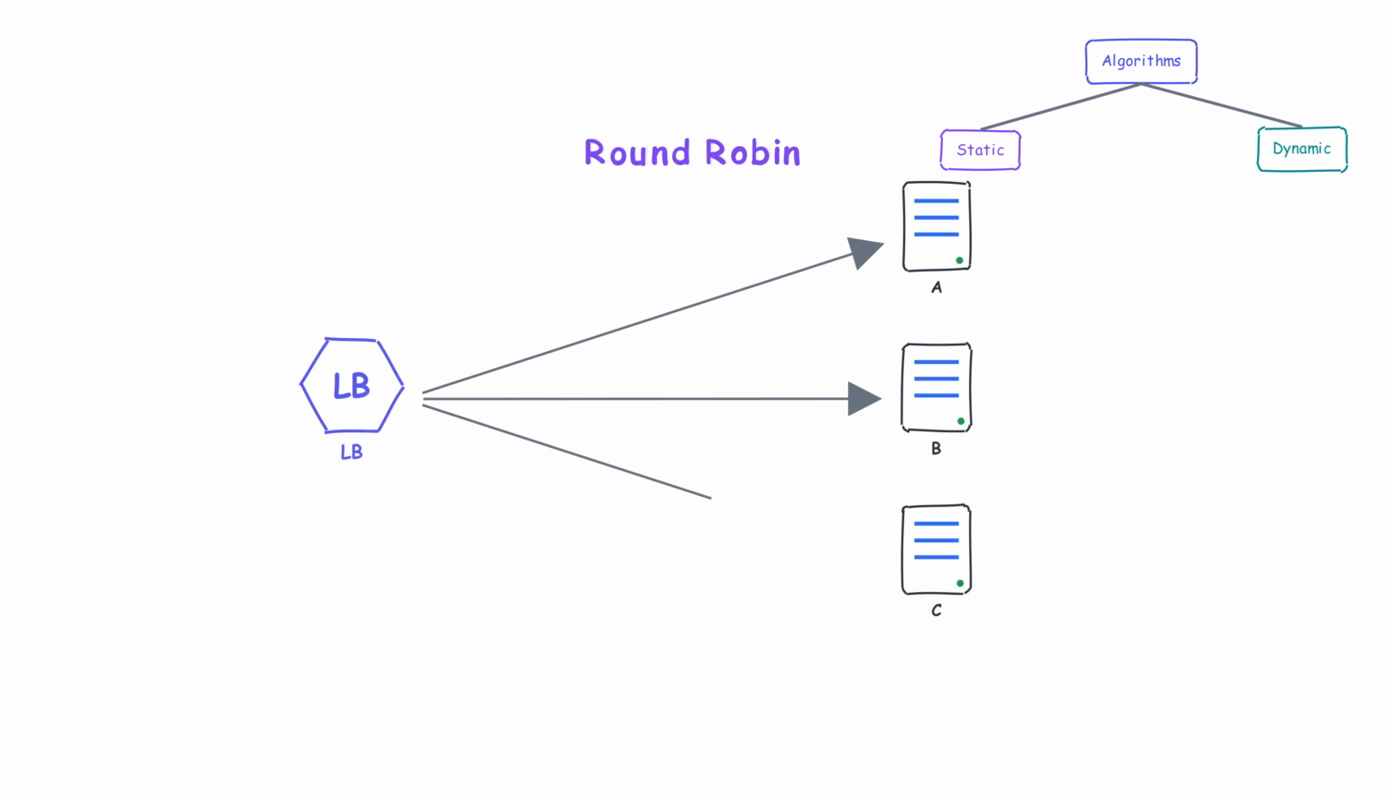The most famous example is round robin. It works exactly like dealing a deck of cards. Server A gets a request, then server B, then server C, and then it loops back to server A. It is beautifully simple and incredibly fast, making it perfect when all your backend servers have identical hardware power.